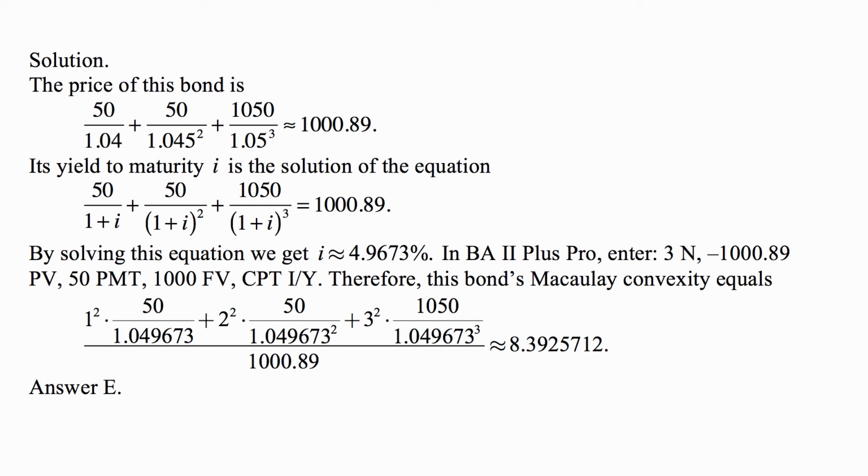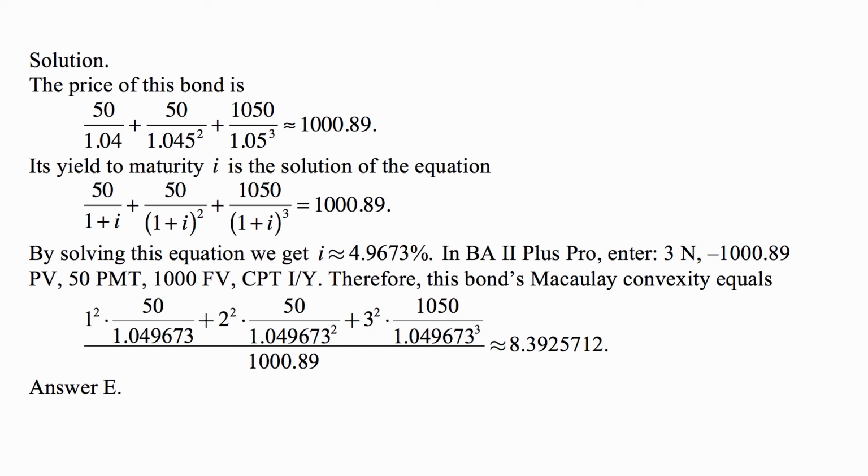In the BA II Plus Pro, you would enter 3 for N, negative 1,000.89 for present value, because the calculator treats everything as the setup as payment of a loan, and this is an asset, so it's like a negative loan. 50 for payment and future value of 1,000, meaning that the loan is not repaid, that you have 1,000 at the end. And compute I/Y, and you will get about 4.9673%.